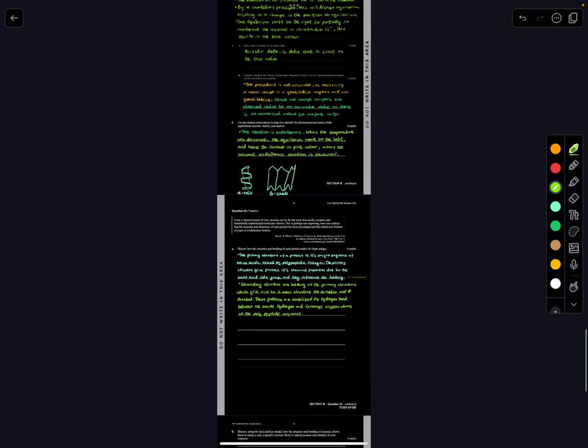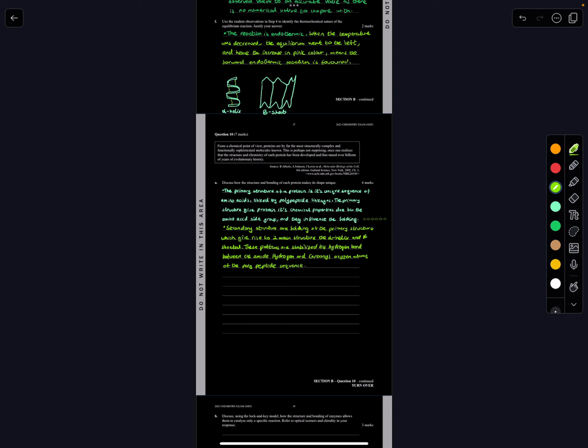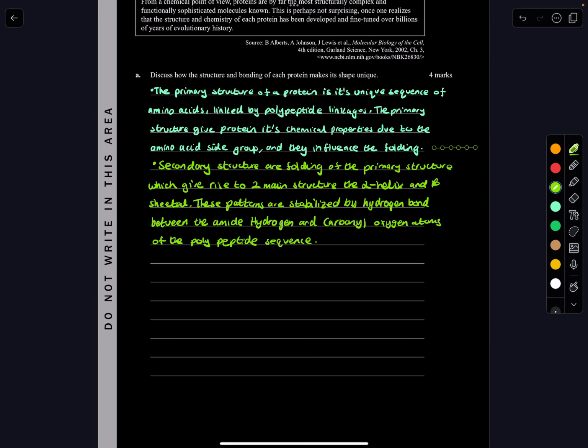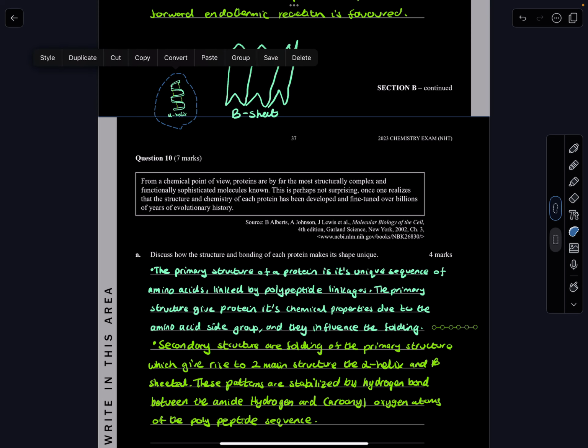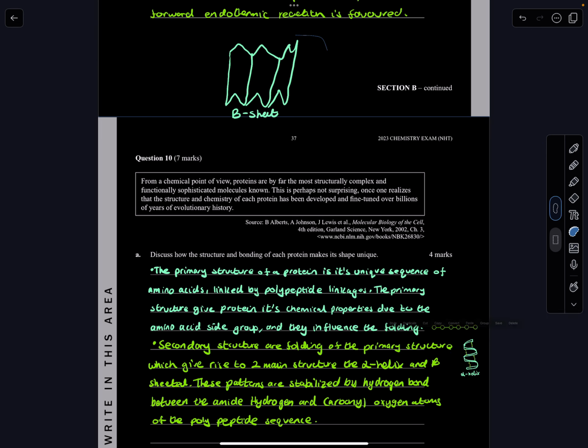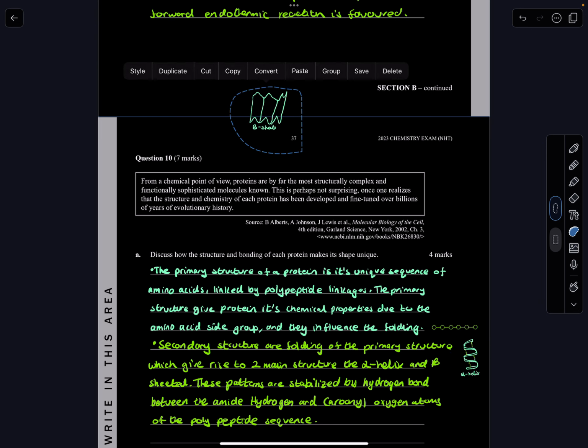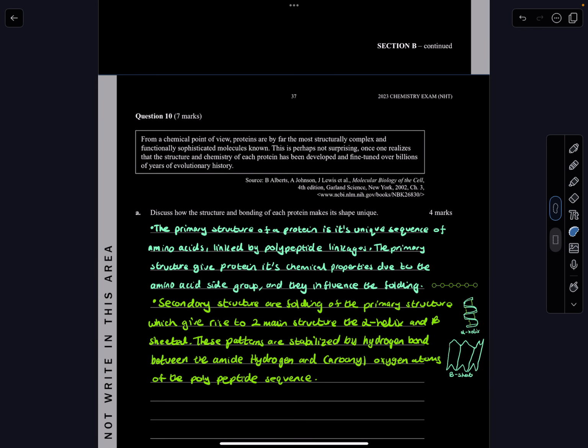Luckily there's still more places for the other three. I'm just going to make these smaller and put them right there. Let's make these smaller, right there, and put it right there. Now let's talk about the tertiary.